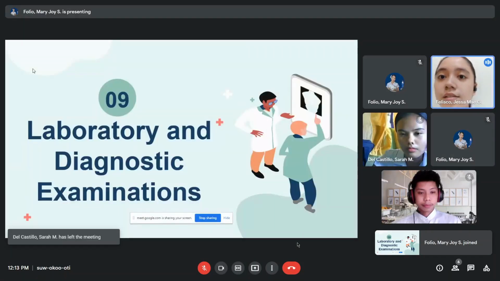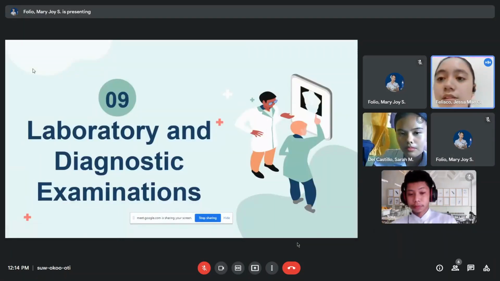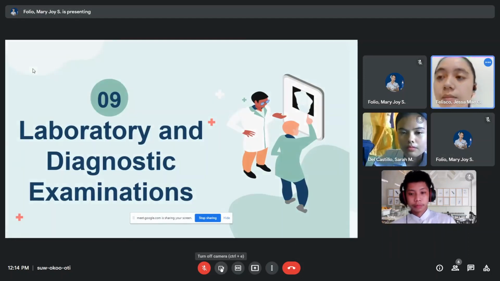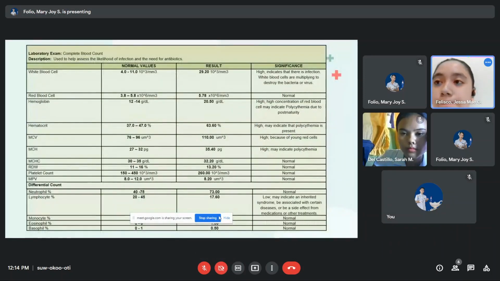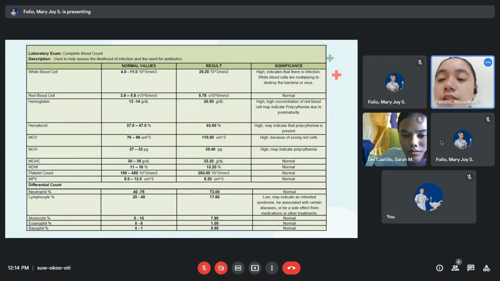Next is the laboratory and diagnostic examination. First we have the complete blood count. This is used to help assess the likelihood of infection and the need for antibiotics. For the white blood cells, we have the normal values and results. The infant's white blood cell count is high, which indicates that there is infection. White blood cells are multiplying to destroy the bacteria or the virus.